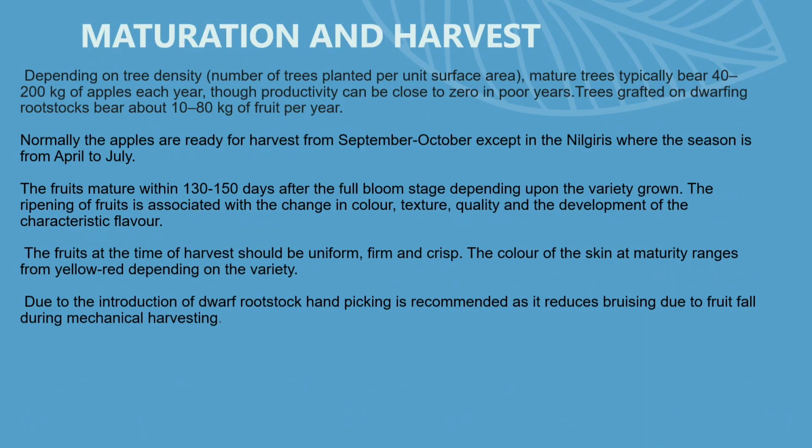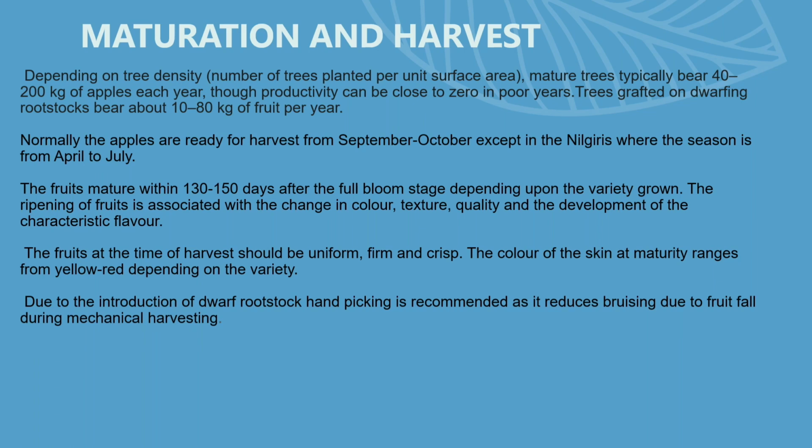Maturation and harvest. Depending on the tree density, that is the number of trees planted per unit surface area, mature trees typically bear 40 to 200 kg of apples each year, though productivity can be close to zero in poor years. Trees grafted on dwarfing rootstock bear about 10 to 80 kg of fruit per year.